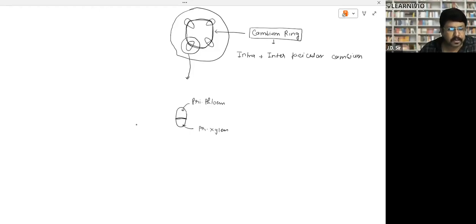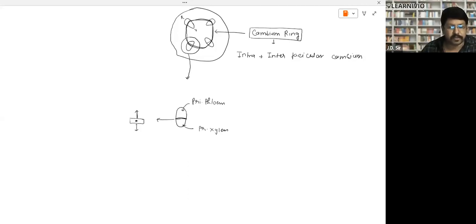What will happen? This cambium, this is a meristematic cell. You know, this is the meristematic cell. This is made up of some cells. Now this cell will divide, right? It will divide this way, toward the periphery, right? What is the periphery? Meaning the peripheral part. Here, this side and this side.